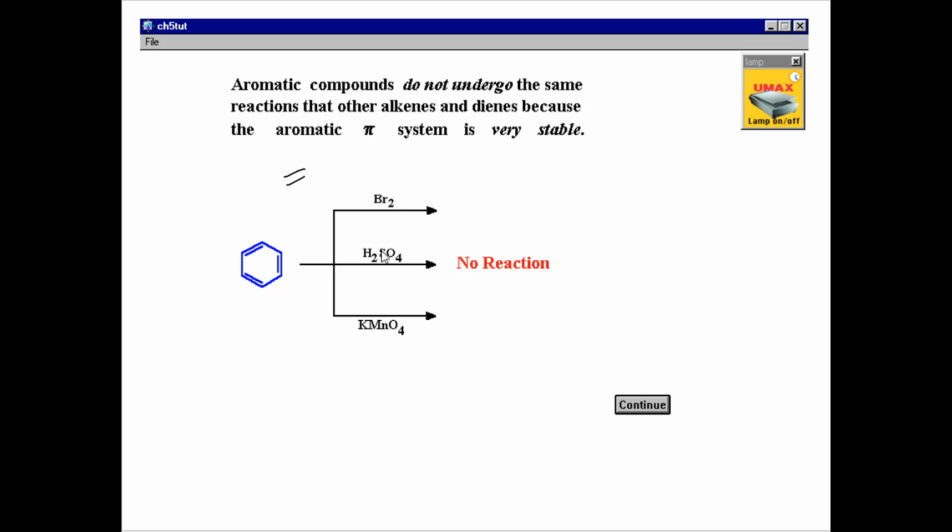Sulfuric acid, which should basically add H plus and H2O, doesn't do anything. So benzene has what I call super stability, which we call aromaticity. It's aromatic. Now, can we make the benzene ring react? Oh, yes. But it's going to take a little bit of work because it is so super stable.